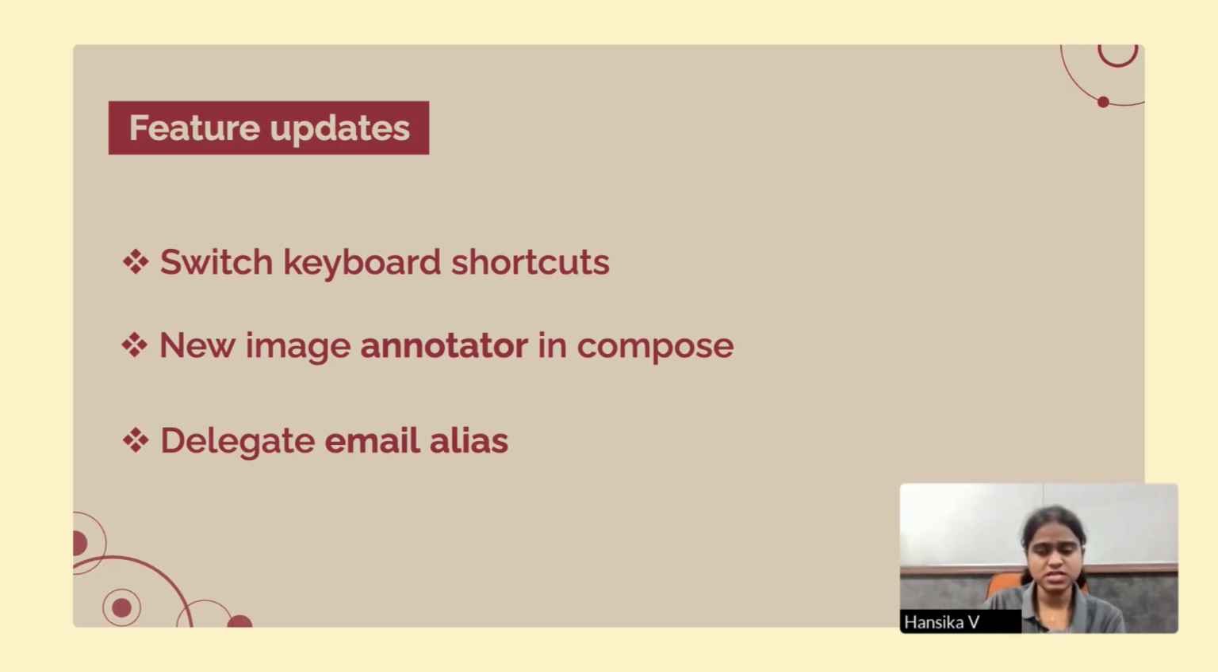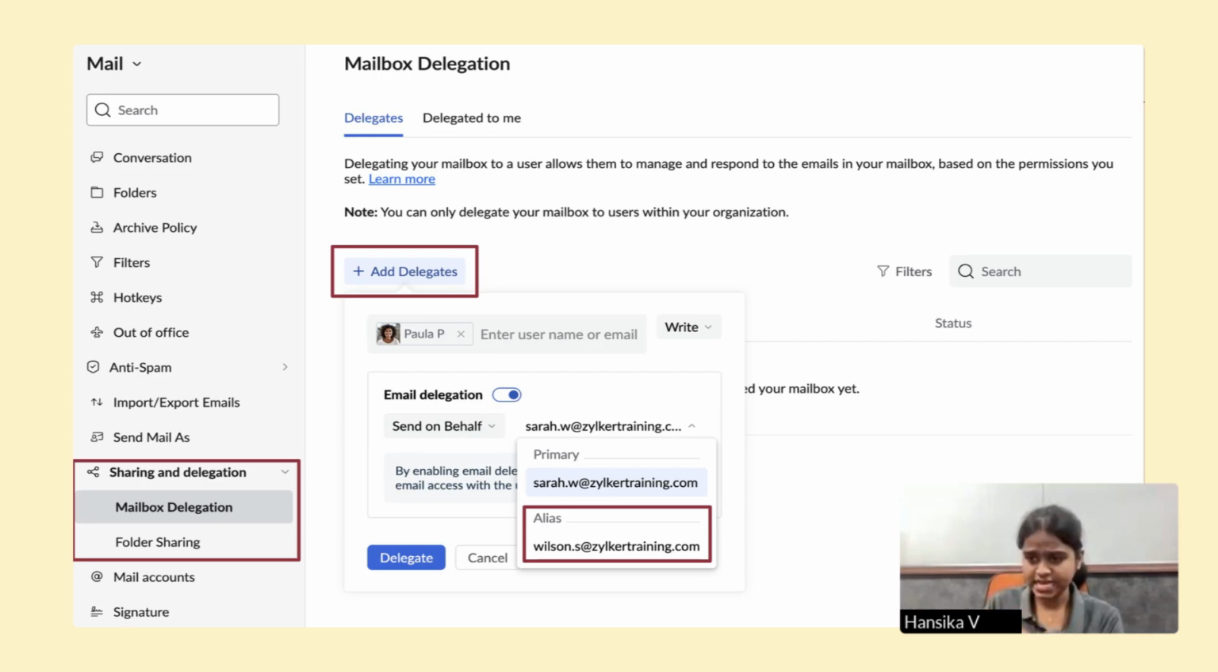From the settings page, under the sharing and delegation option, when you click on add delegates and give their email address, it will ask whether you want to give them write or read permission, right? When you give write permission, delegate that email, and select the send on behalf option, as you can see on the screen, not only your primary email address will be displayed there, you can also find your email alias there. So you will be able to delegate your email alias with your teammates too.